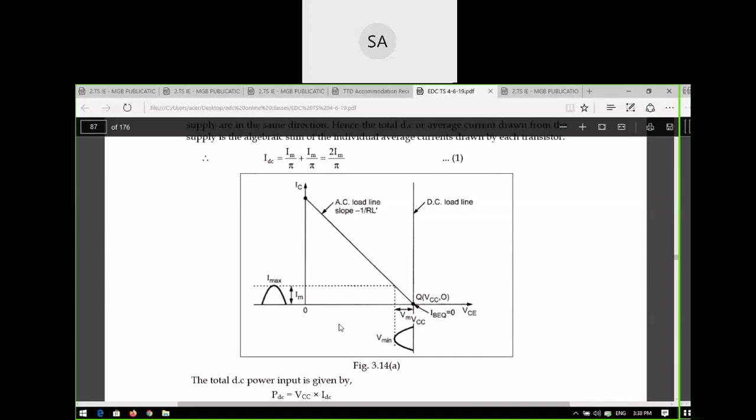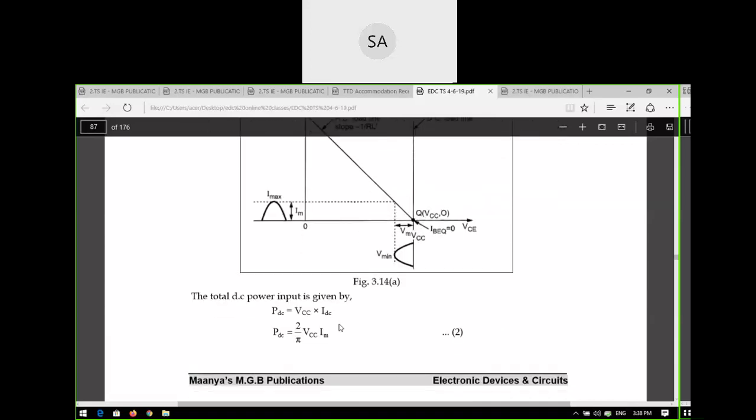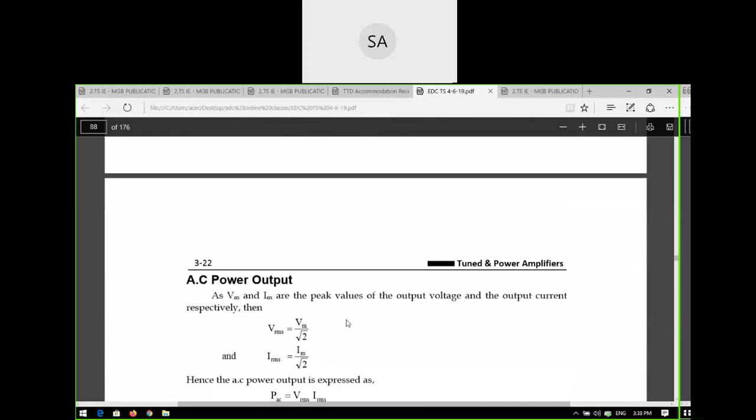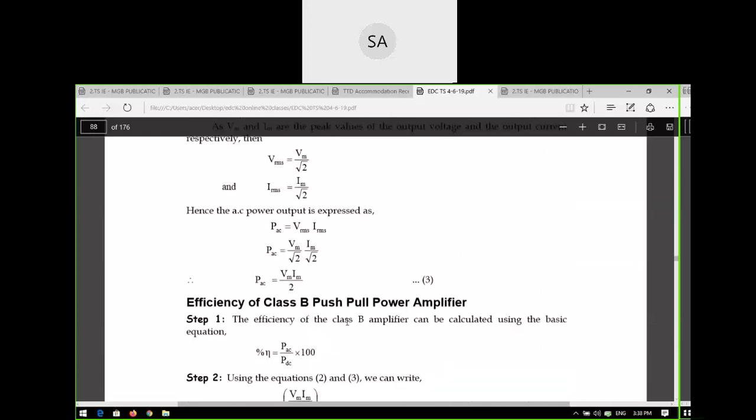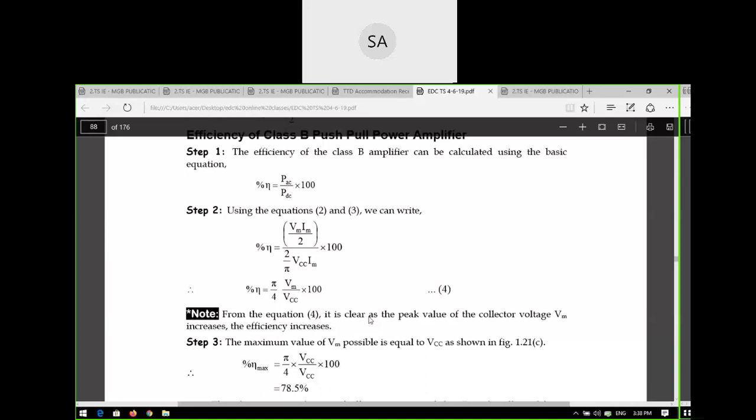So VCC IDC will be 2 into IM by pi into VCC. And the AC power output is VRMS into IRMS. So VRMS means VM by root 2, and IRMS is also IM by root 2. So PAC by PDC you will get pi by 4 VM by VCC. And the maximum efficiency is when VM equals VCC. So we get pi by 4, that is 3.14 by 4, which is 0.785, so into 100 means 78.5%.